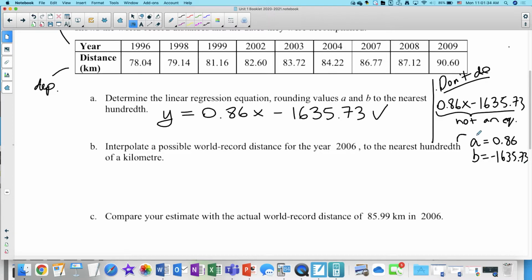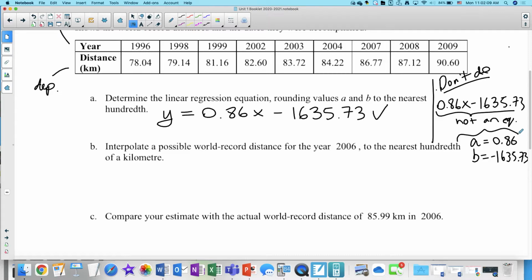Now we're going to do the interpolation and extrapolation, which is we're going to use this data and the linear regression function to determine information about the situation. Interpolate a possible world record distance for the year 2006 to the nearest hundredth of a kilometer. What happens with a lot of these questions is you get the equation, then they give you an x value, you have to find the y value, or they give you a y value, you have to find the x value. That tends to be the pattern.